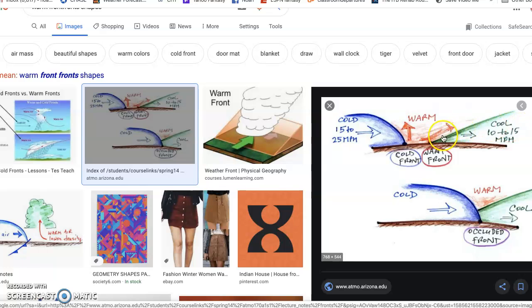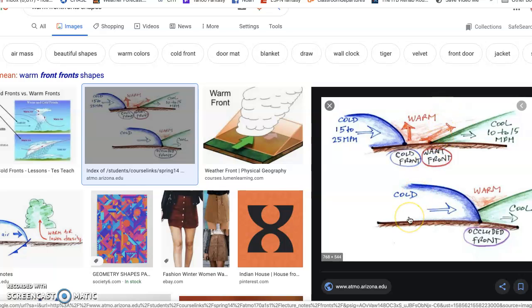Warm fronts are going to be at a much more shallow angle. They move slower. That warm air does move up, so we still get that cooling, expansion, condensation, cloud formation, and precipitation, very likely. But more like light over a long period, whereas the cold front is heavy over a short period.